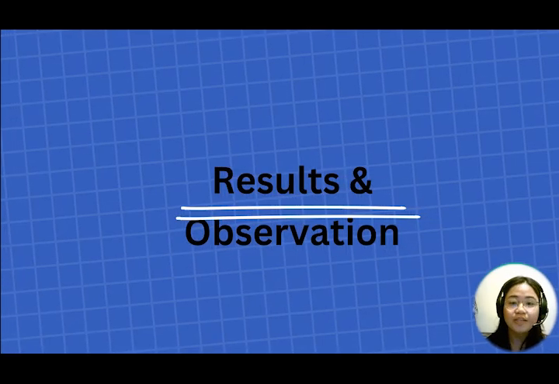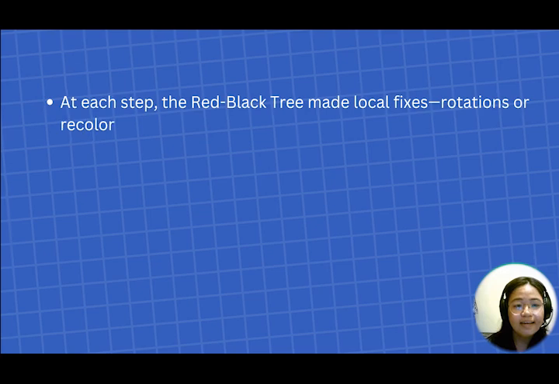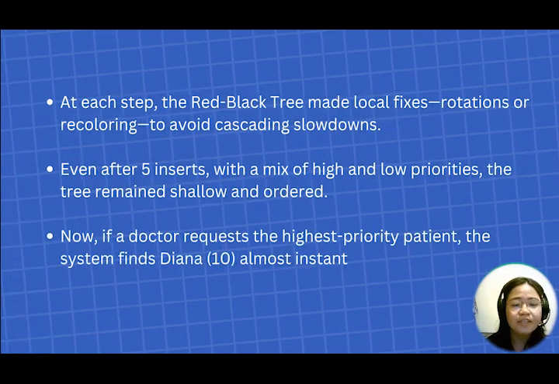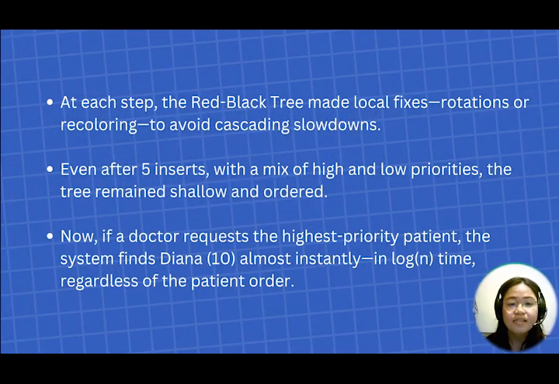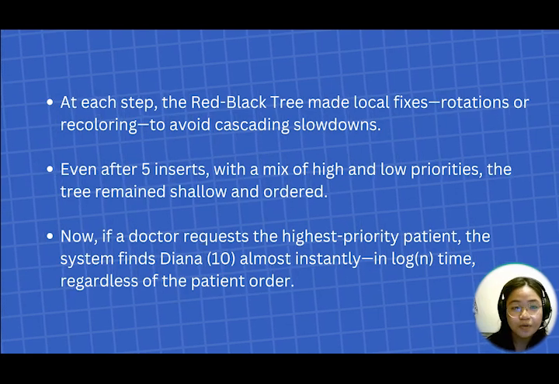So let's move on to the results and observations of this algorithm. What did the tree do right? At each step, the red-black tree made local fixes, such as rotations or recoloring, to avoid cascading slowdowns. Even after 5 inserts, with a mix of high and low priorities, the tree remained shallow and ordered.